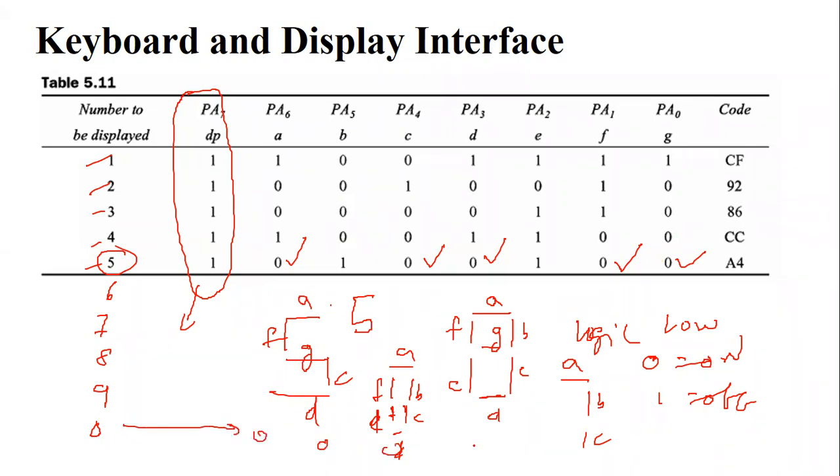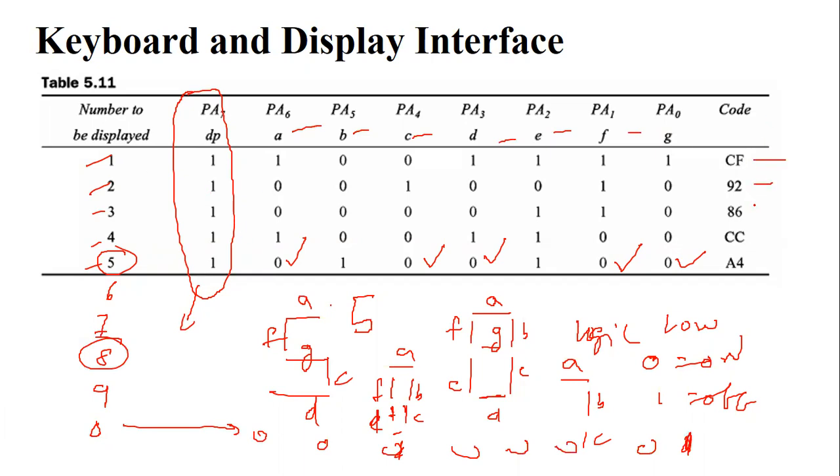So for 0, I will write 0, 0, 0, 0, 0, 0, and simply 1 for G. G is 1, so that segment is off, and where it is 0, that segment is on. For example, if you want 8, all 7 segments are on, so A, B, C, D, E, F, G are all zeros. Like that, you write the code.